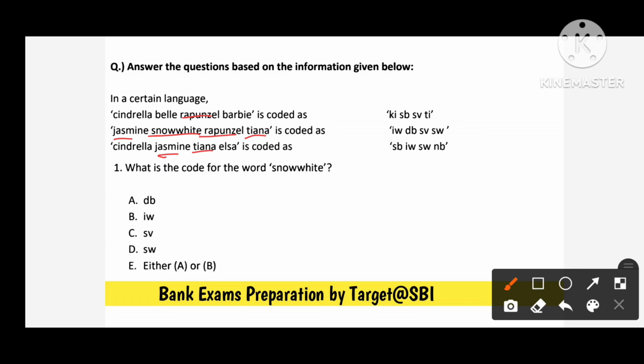IW I see in the third statement. DB I don't see anywhere. So the answer will be DB. Option A is the answer for this one.